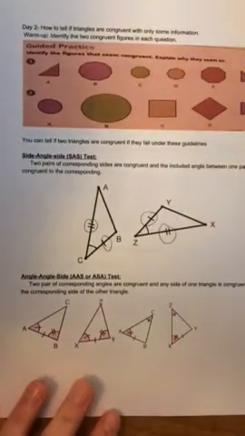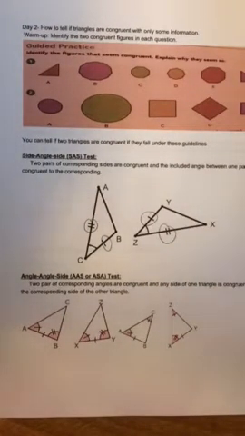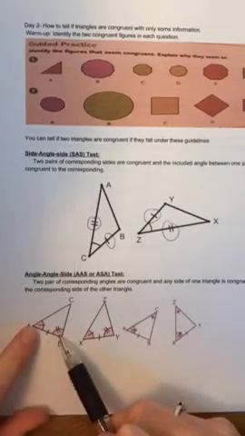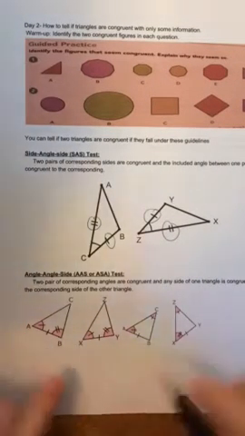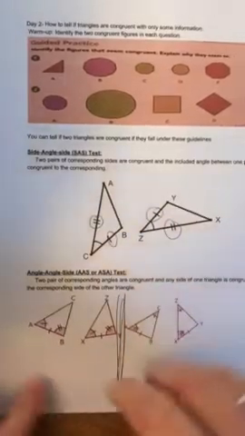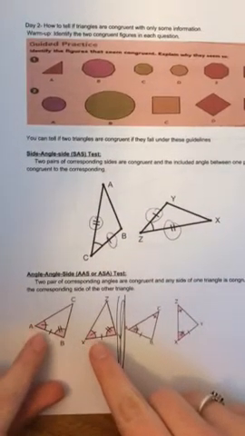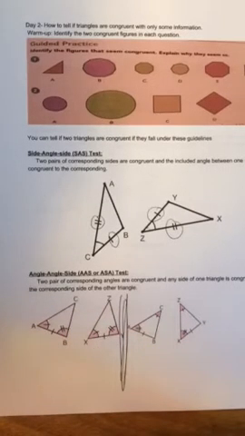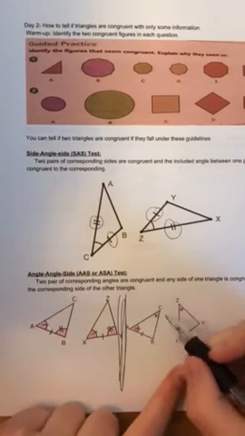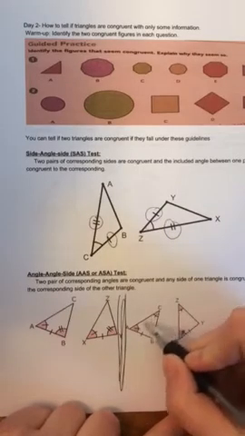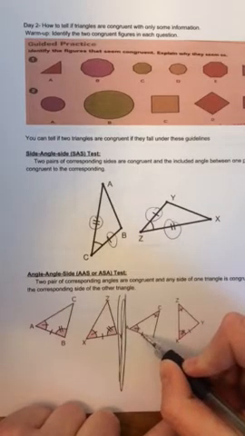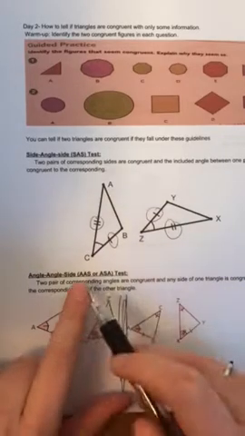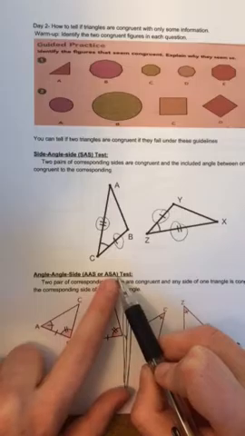Now another one is angle side angle. Basically what that means is we have two angles with a side in between them. So if you look at these two pictures, these are separate pictures here. We have angles that are congruent, a side that's congruent, and another angle, and the side is in between them. But we can also have angle angle side: two angles right next to each other and then the next side. So this is called angle side angle or angle angle side.